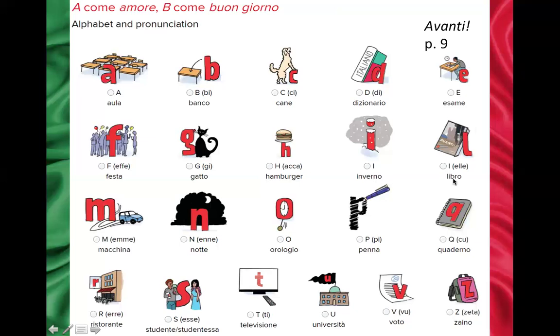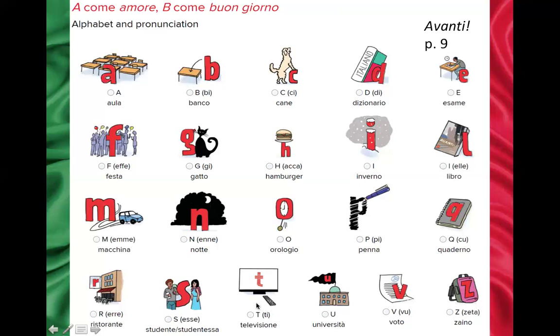L as in libro or book. M as in macchina or car. N as in notte, which we learned earlier, night. O as in orologio, that's a clock or a watch, like a wristwatch. P as in penna or pen. Q as in quaderno, notebook. R as in ristorante, restaurant. S as in studente or studentessa, it's male and female student.